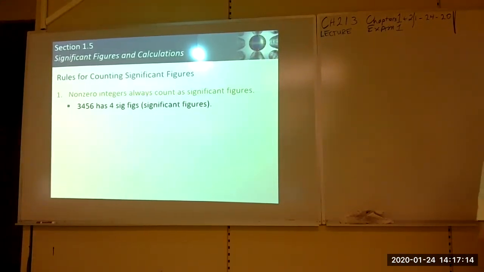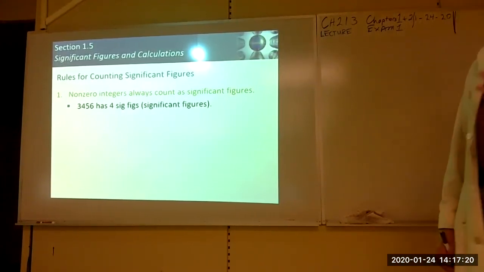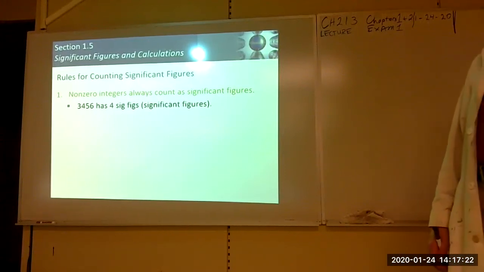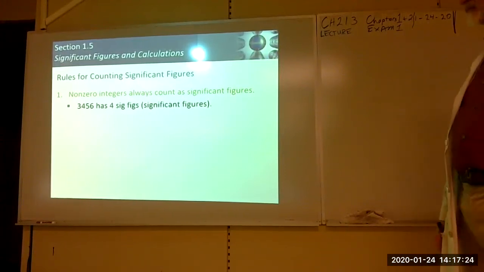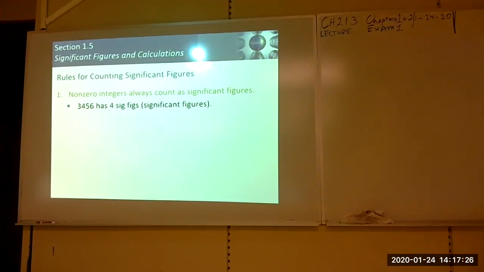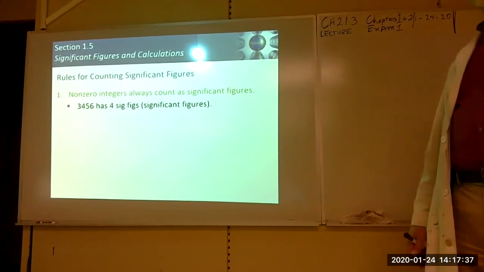So how do we deal with uncertainty now? Well, first of all, we have to establish what are the significant numbers, or the significant digits in a number. How many are there? Okay. First rule, if your number has only non-zero integers, they're all significant. Right? This number has 4 significant figures.